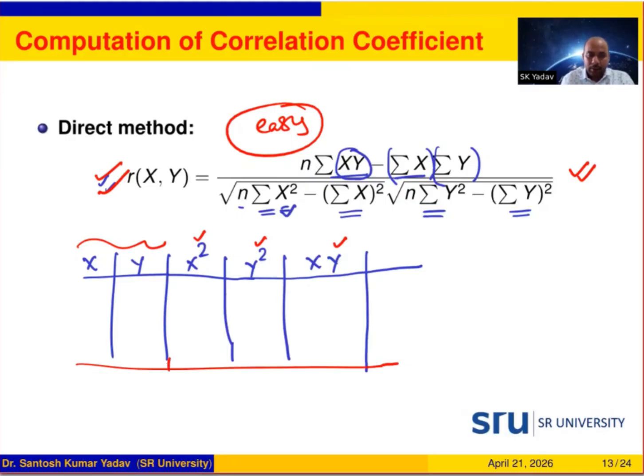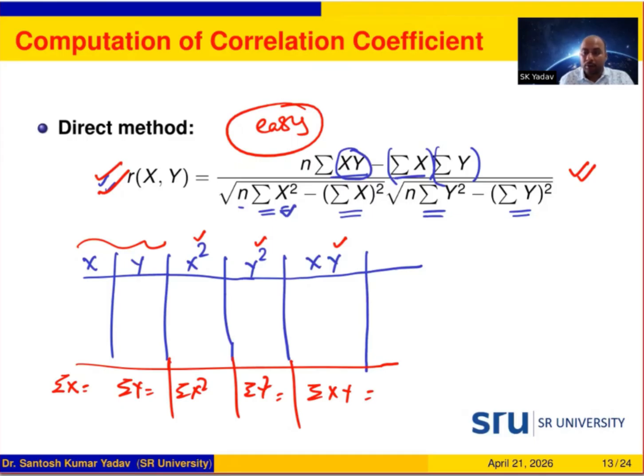So summation of x I can get from here, summation of y I can get from here, summation of x square I can get here, summation of y square, and here summation of xy I can get. So all these quantities which are required to compute R are computed by adding 3 more columns.